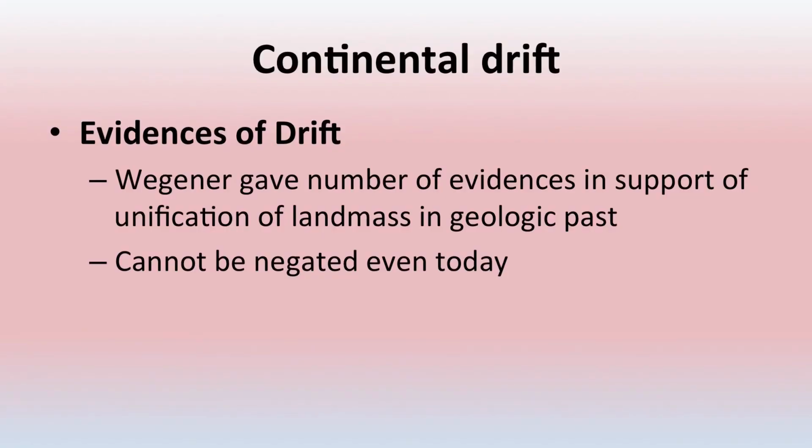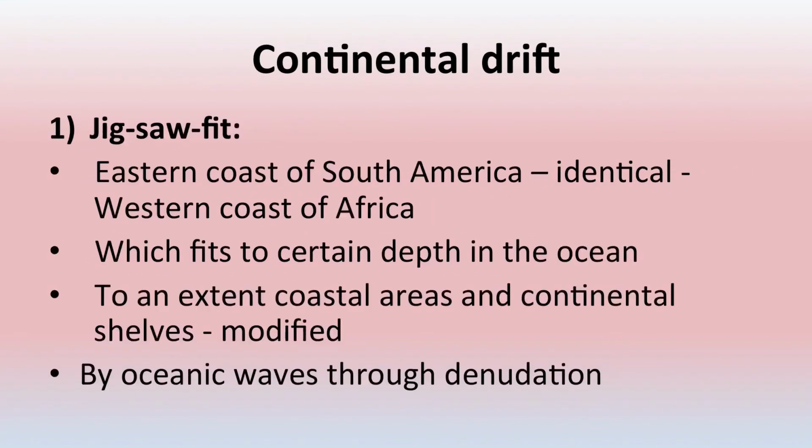Now what are the evidences of this continental drift? This whole drifting of the land masses is known as continental drift. And what are the evidences for this drift? We will be dealing with that. Wegener gave a number of evidences in support of unification of land masses in the geological past, which cannot be negated even today. We cannot say that this did not happen. So there are several evidences.